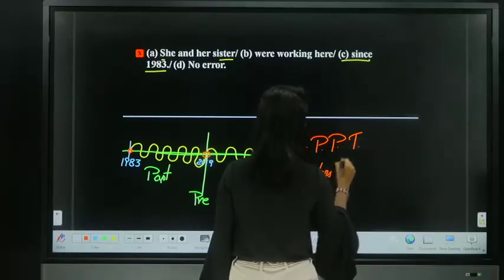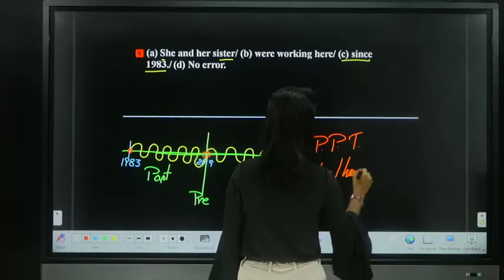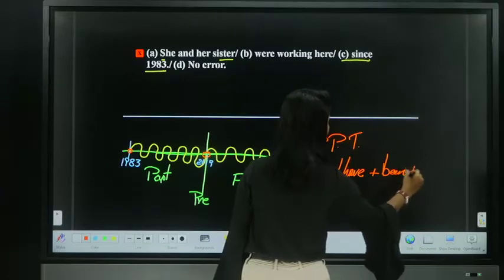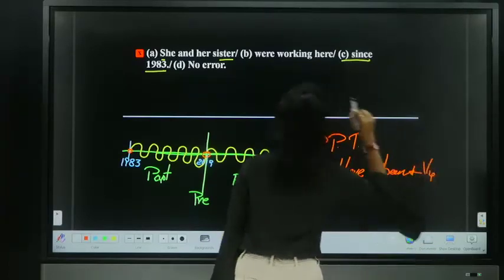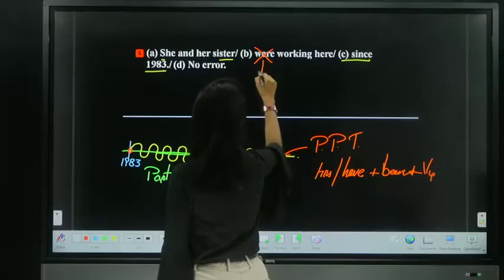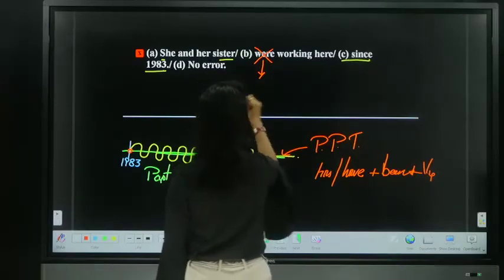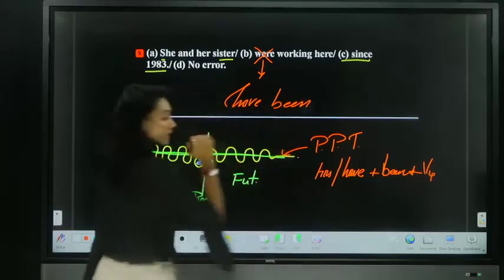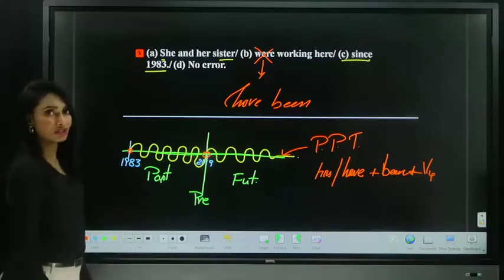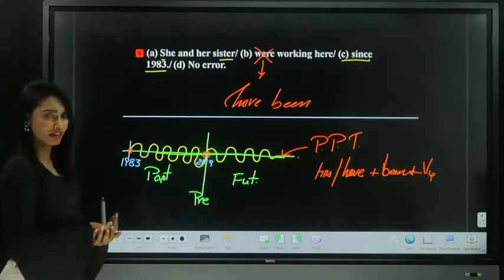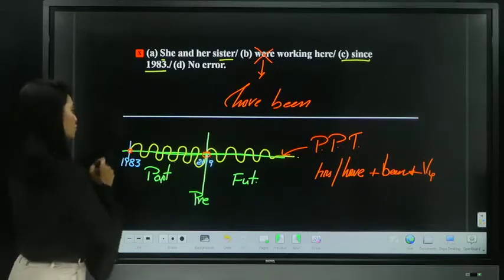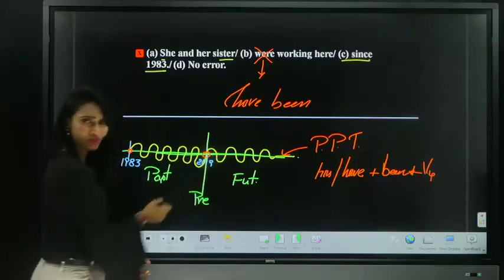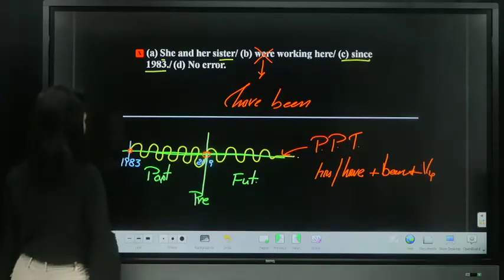Has or have plus been plus V4. So replace this were with she and her sister, plural. So have been working here since 1983. Just remember this time indicator, that will become very easy for you. So Sunny, please be active. Since 1983 started working, still continuing, do not know when it ends, when she retires. Right, let's see the next sentence.